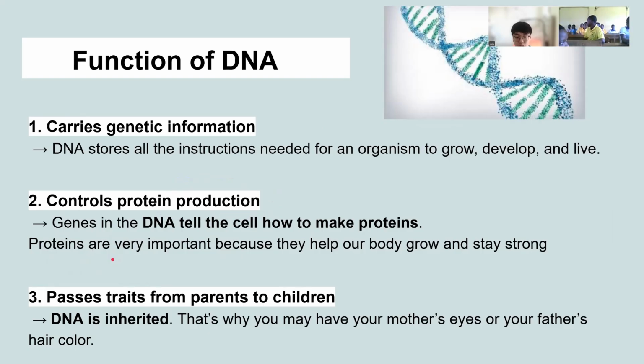DNA also passes traits from the parents to the children. So DNA is inherited. Remember, one chromosome from the father, one chromosome from the mother. And each chromosome is made up of DNA. That's why you have your mother's eyes, for example, and your father's hair color, or many different kinds of combinations. So DNA is this really important and very interesting part in life.